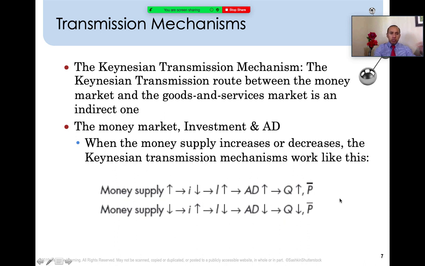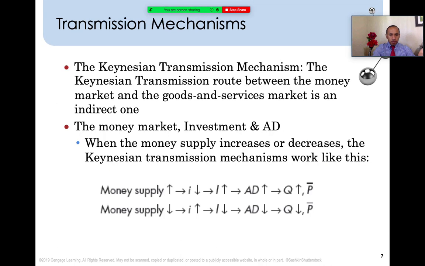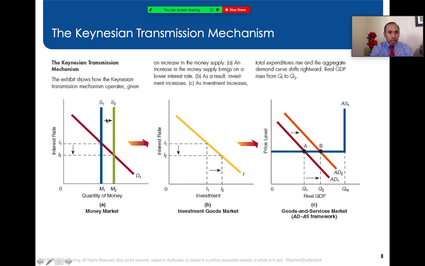When we're looking at the Keynesian transmission mechanism, it's the most widely used, and other views contradict or argue against it. Here we have the model illustrating transmission channel number one. Here, transmission channel one, with the money supply increases. Here we have model number A, the Keynesian transmission mechanism.